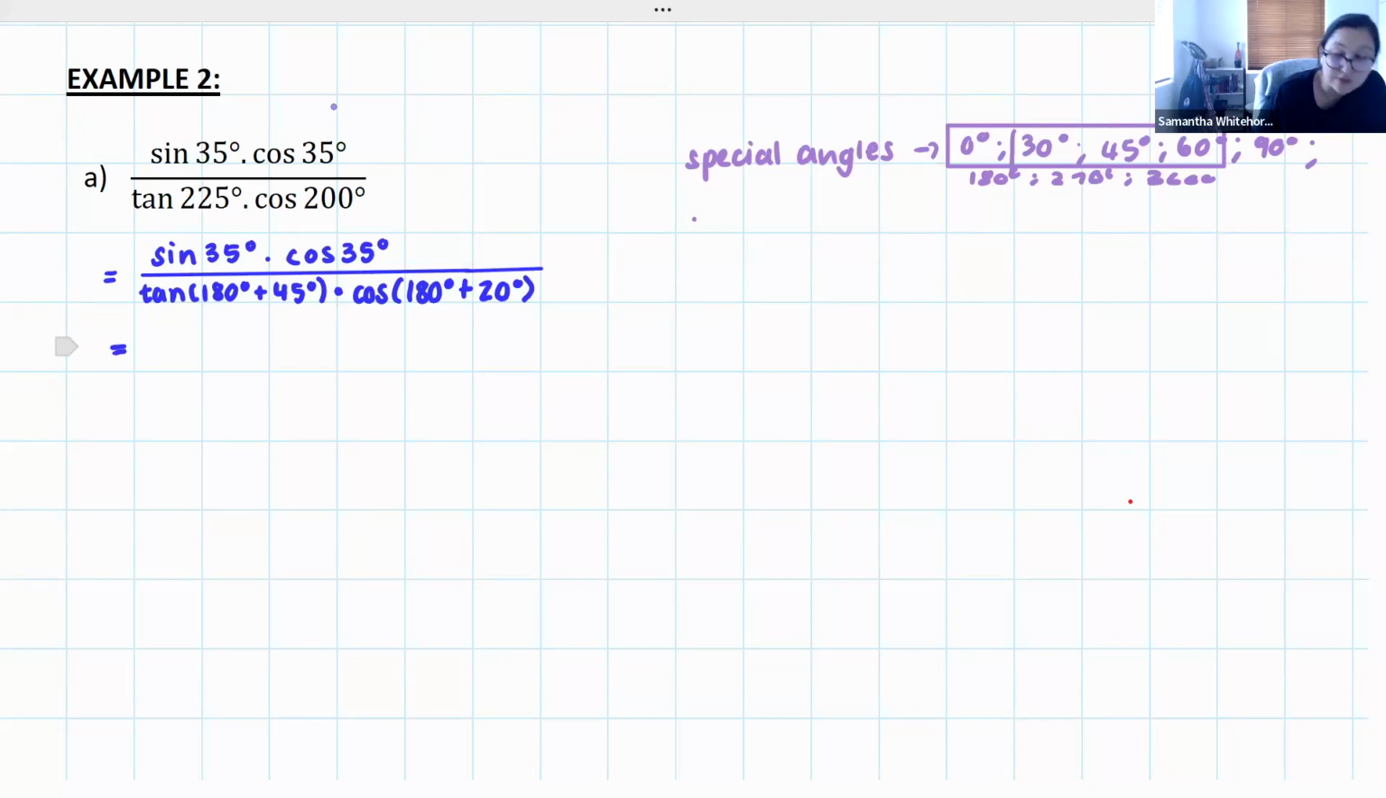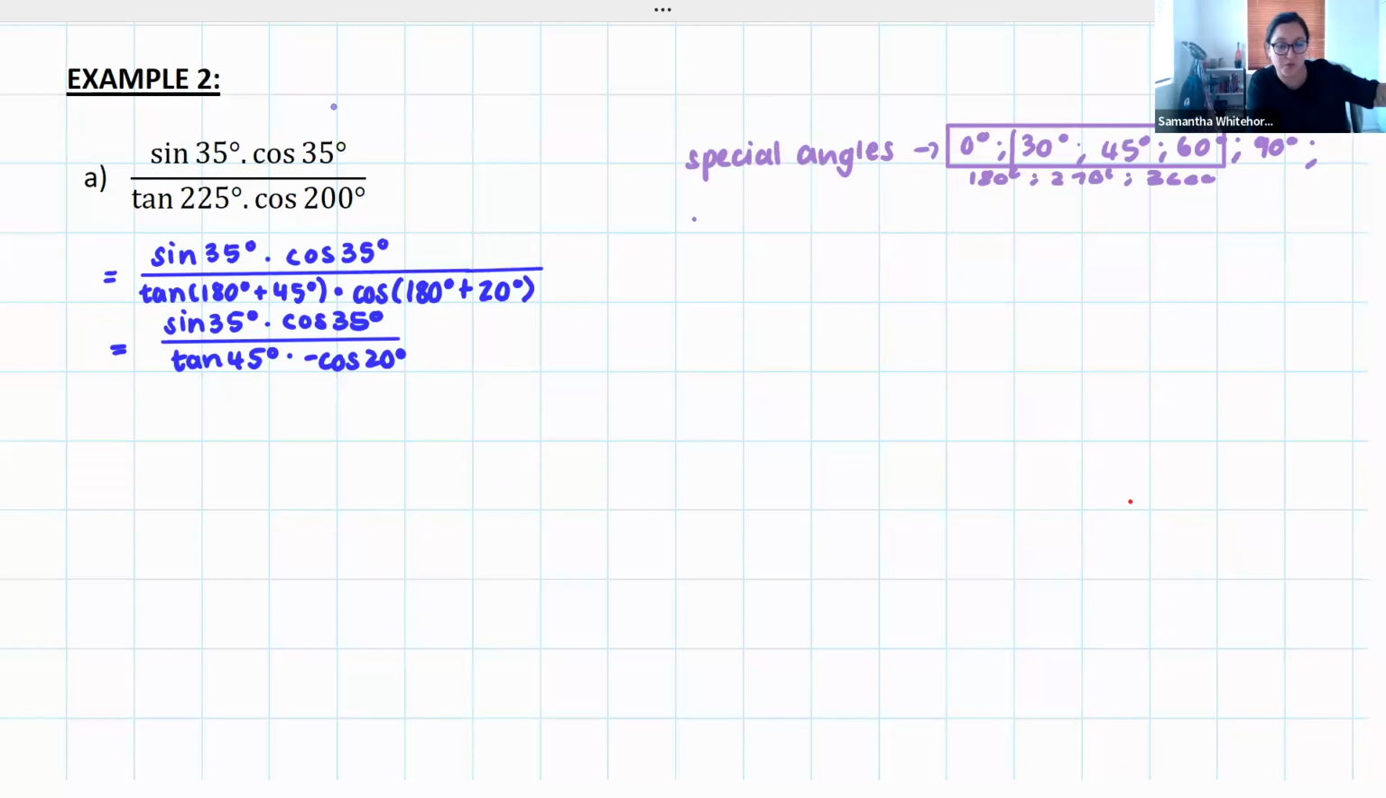And now this is all going to simplify to acute angles of sine 35 times cos 35 over, now grade 12s, if you know that tan 45 is equal to 1, you could just write that as 1. You don't have to write the tan 45. Now remember, 180 plus is quadrant 3, cos is negative, so negative cos 20. All right, like I say, tan 45 is 1, so it actually just falls away. And so what we're actually working with here is sine 35 cos 35 over negative cos 20.